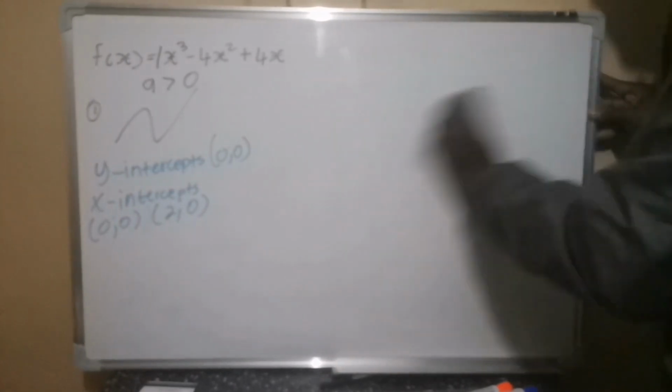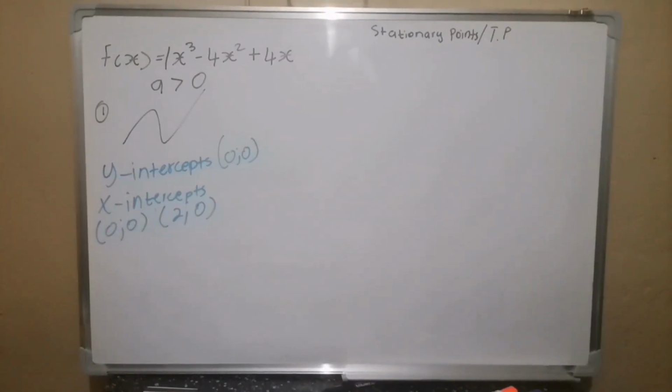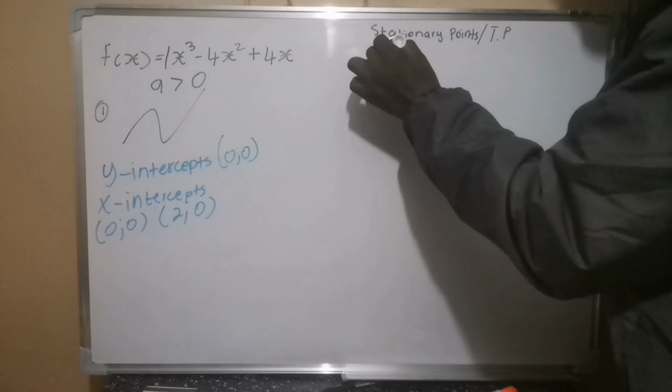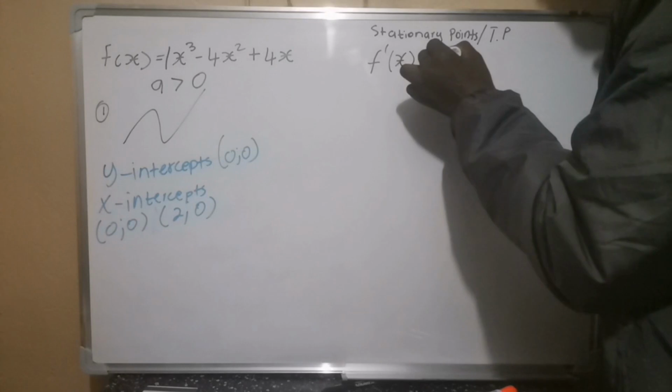Let me just remove them here, to preserve some space, guys. So guys, let me find step number 3, stationary points, or turning points again. I just removed the coordinates of our x-intercepts there for space preservation. So now, how do you find coordinates of our turning point? Remember, you let our derivative be equal to 0.